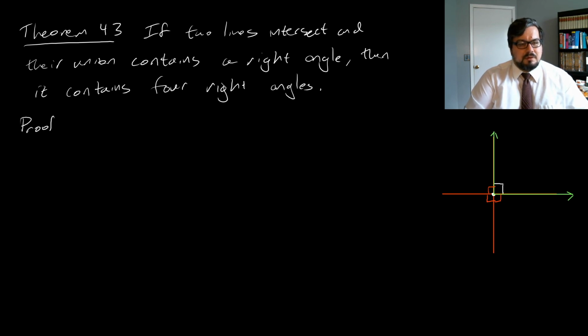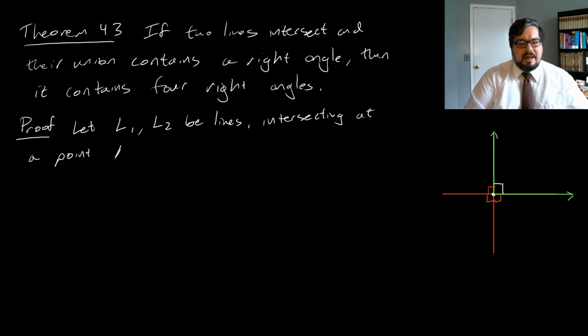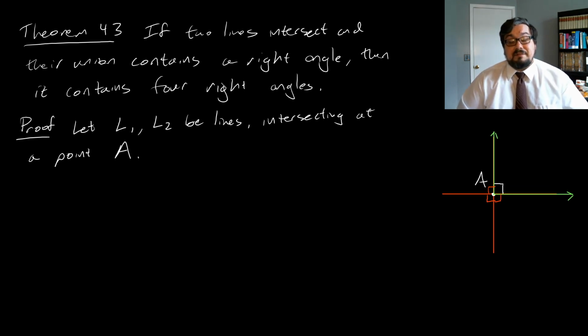So proof. Let's let L1 and L2 be lines intersecting at a point A. So when two lines intersect, usually you'll give that point a name, because that point is usually going to be very relevant. Now, by the hypothesis, the union of these two lines contains a right angle. Therefore, we should be able to find a right angle in there.